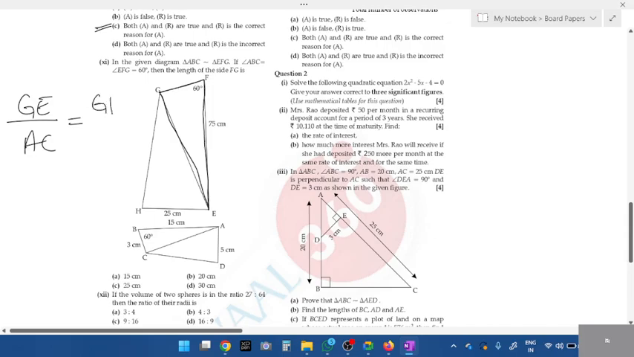GF divided by, in the smaller triangle, which one looks smaller? Smaller side. BC. This is known as the proportionality theorem, students. We'll use this concept. We'll check if values are given.